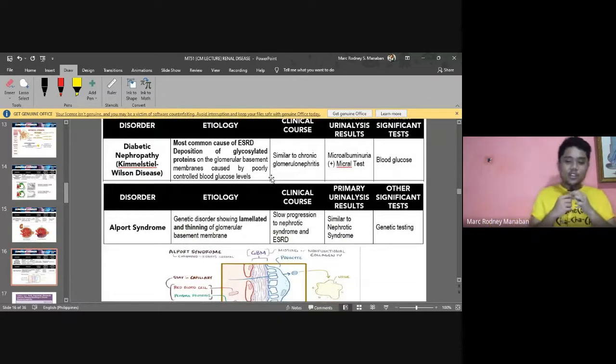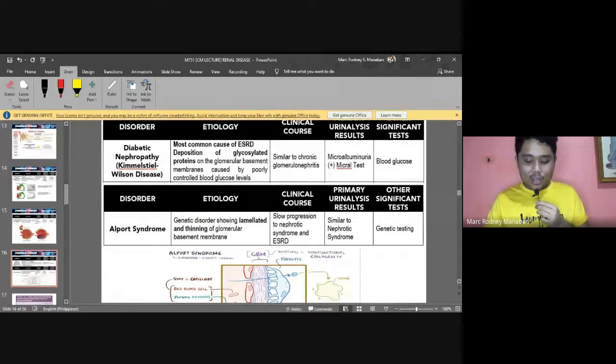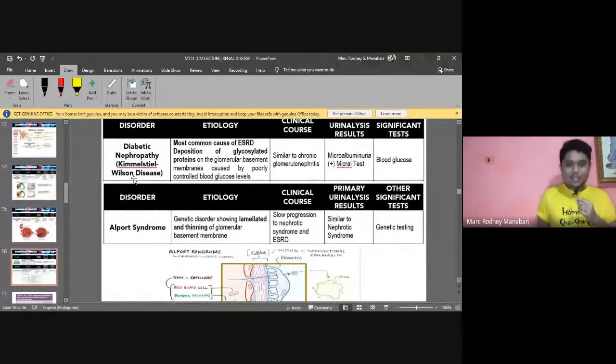Next, of course, your diabetic nephropathy or Kimmelstiel-Wilson disease. Again, it's the most common cause of end-stage renal disease. So it's a secondary glomerular disorder from diabetes. What happens is the high concentration of glucose may be glycosylated with proteins, and this will be deposited on the glomerular basement membranes, which can lead to thickening of the glomerular basement membrane and can progress to chronic glomerulonephritis.